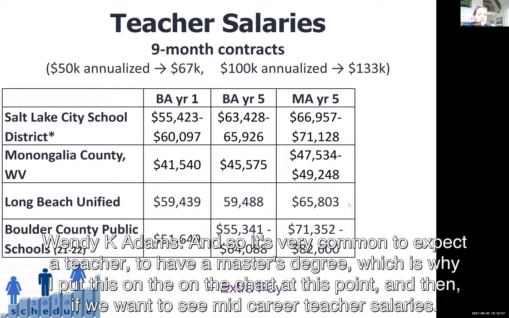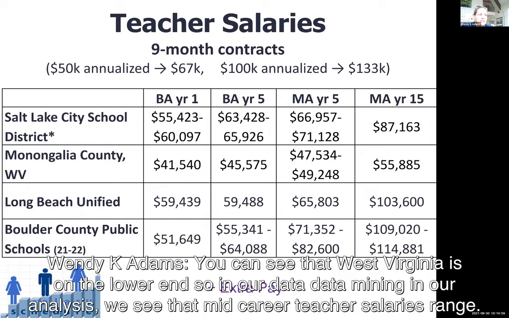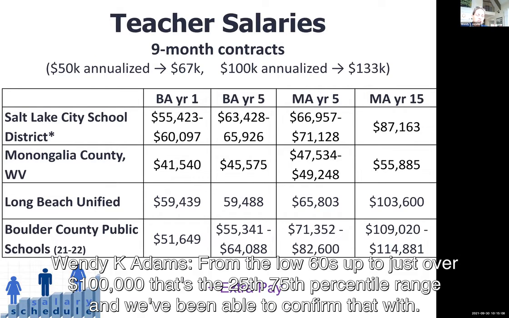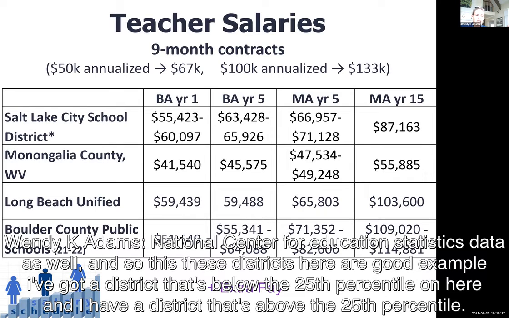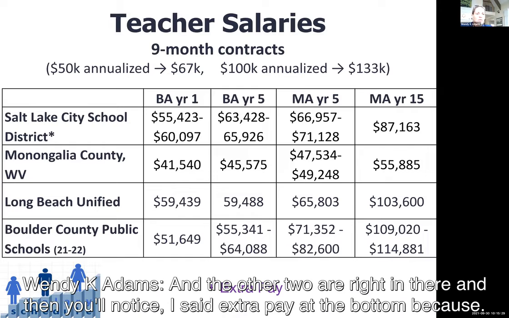And then if we want to see mid-career teacher salaries, you can see that West Virginia is on the lower end. So in our data mining and our analysis, we see that mid-career teacher salaries range from the low 60s up to just over $100,000. That's the 25th to 75th percentile range. And we've been able to confirm that with National Center for Educational Statistics data as well. And so these districts here are a good example. I've got a district that's below the 25th percentile on here, and I have a district that's above the 75th percentile. And the other two are right in there.